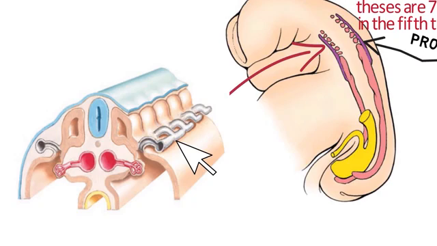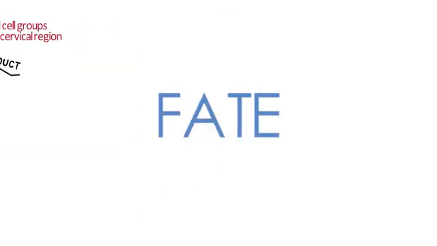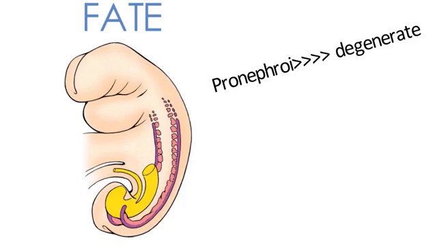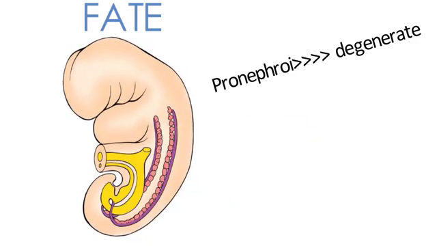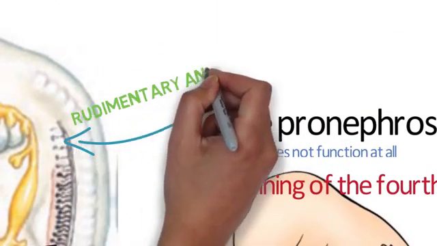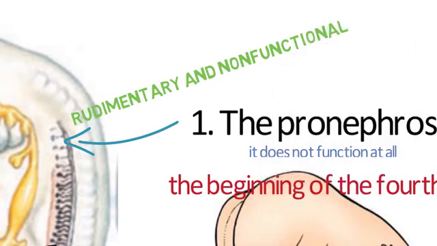As I told you, pronephros do not function at all. Then what is their fate? The pronephros degenerate. They begin to form in the beginning of the fourth week, in the middle of the fourth week they are forming as well as regressing, and at the end of the fourth week, most of the pronephros are regressed. Pronephros are rudimentary and non-functional.